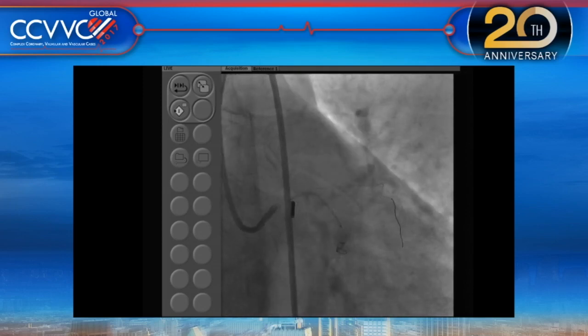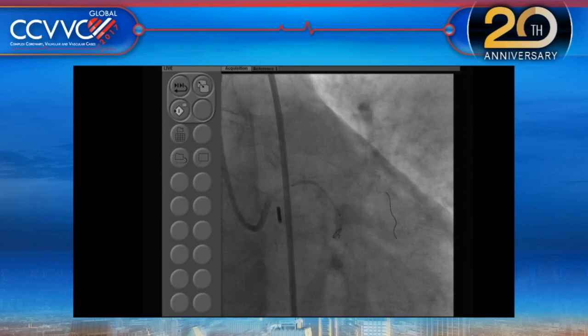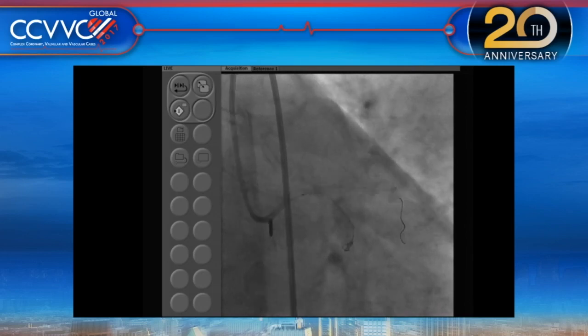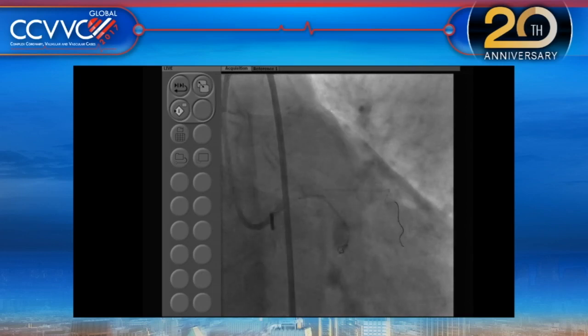Does it not want to go down distally because you just don't have good wire support down here? There you go. No, that's okay. That's all right. Do you want to leave it? Use it like the other one. Yeah. That's fine. It's too much crush, no? Yeah. Okay. Get us a 3.5, 16 now.